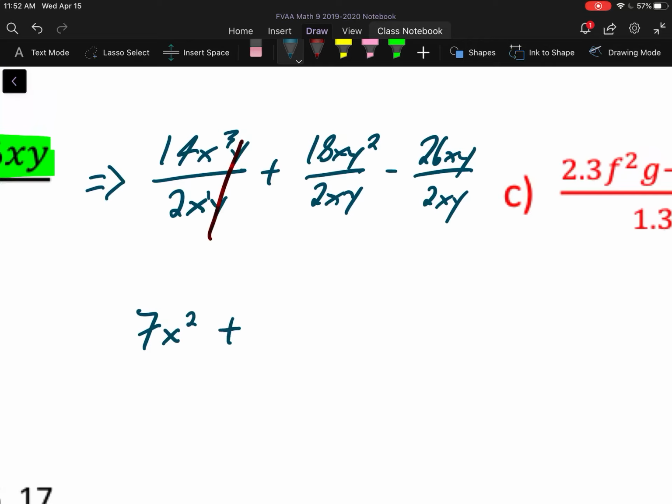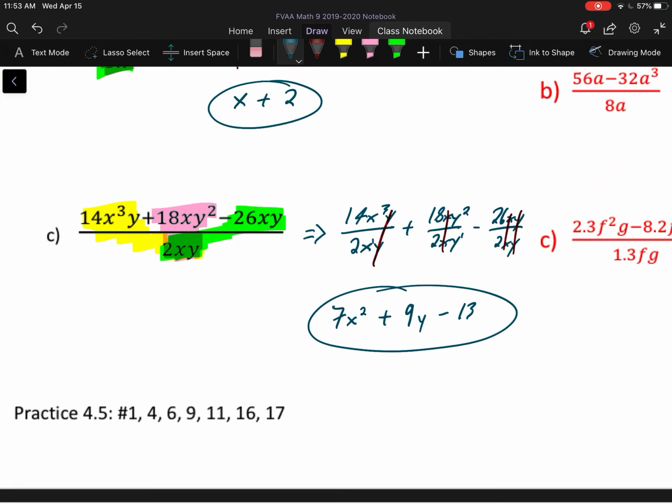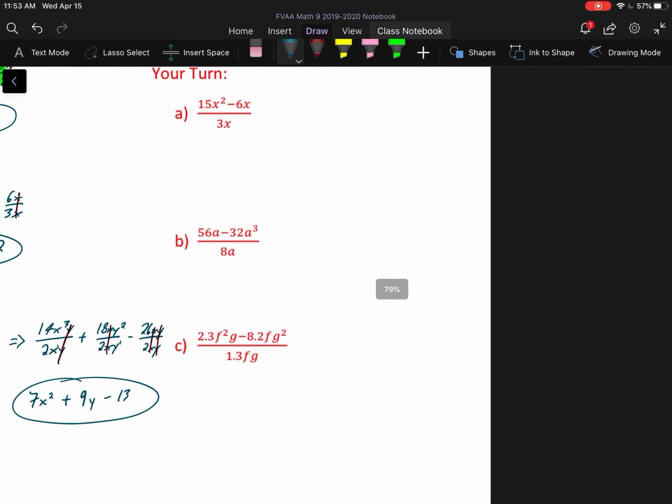So plus 18 divided by 2 is 9. X divided by x just canceled out, and y squared divided by y to the 1, I subtract the exponents, I get just y to the 1. And then lastly, minus 26 divided by 2 is 13. X cancel out, y cancel out, and I'm done. That is your final answer. Okay, so we're just distributing, but with division instead of multiplication.